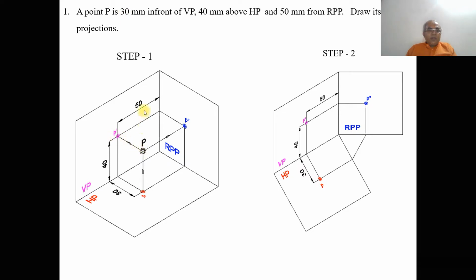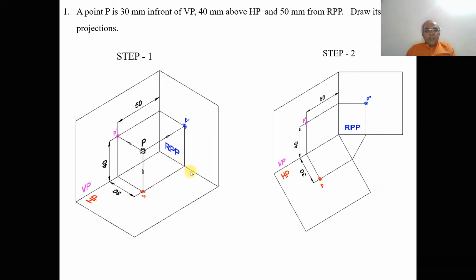When you look from the top view, that distance can be seen on the horizontal plane. The image you get in the horizontal plane is small p, and the image you get in the front view is p dash. Also when you look from the left side view, I can see the distance above HP, 40 mm, and in front of VP, 30 mm, which can be seen in the right profile plane. So this distance is 30 and this distance is 40.